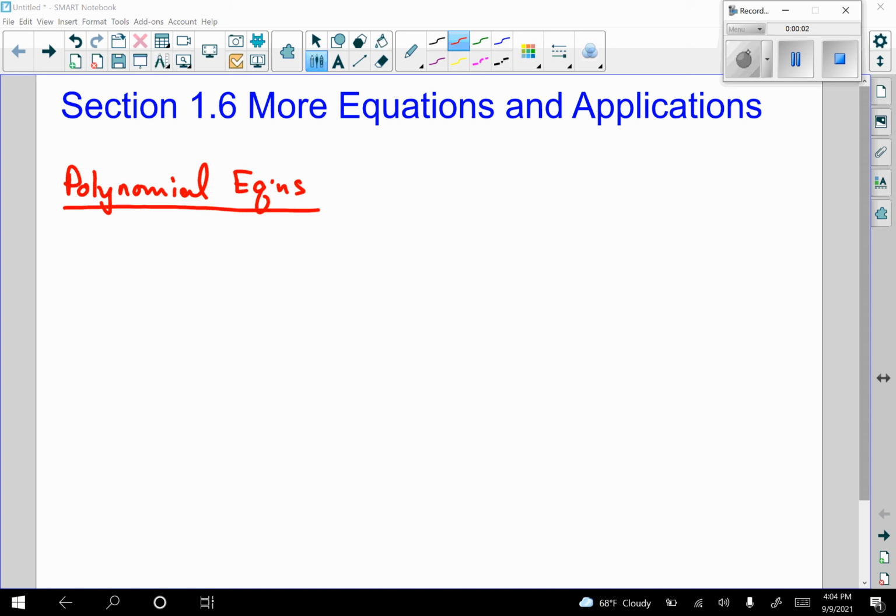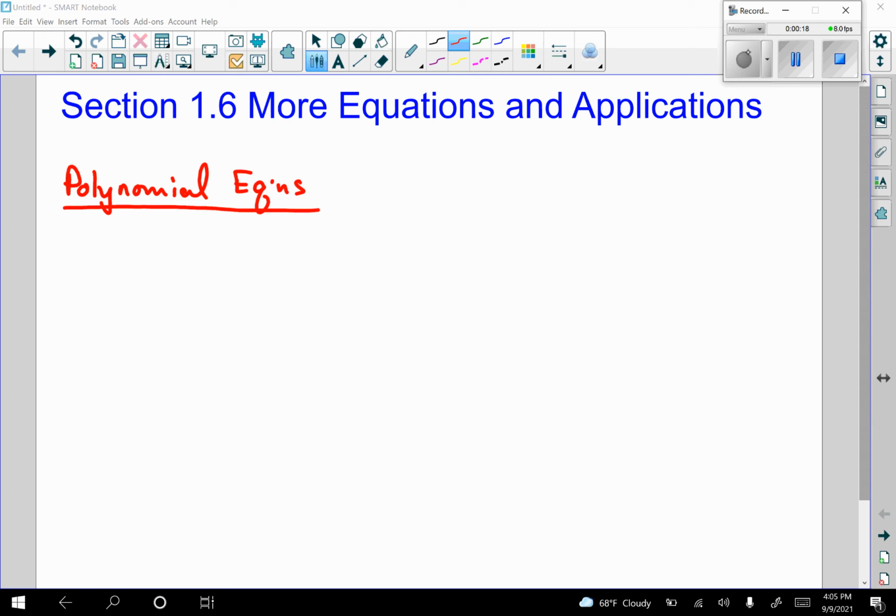Section 1.6 deals with solving more equations. So we're just going to look at a variety of different types and the techniques that go along with it. So definitely to see some examples here, and then in class on Monday, go over some more. So the first type is polynomial equations.